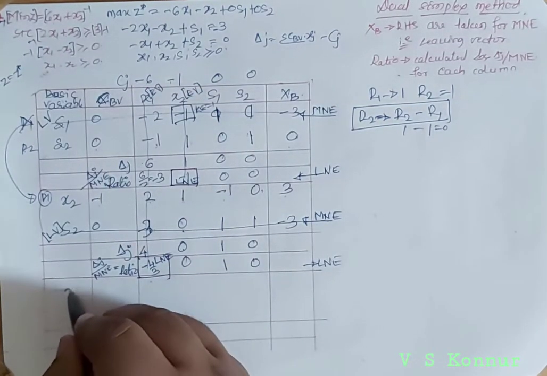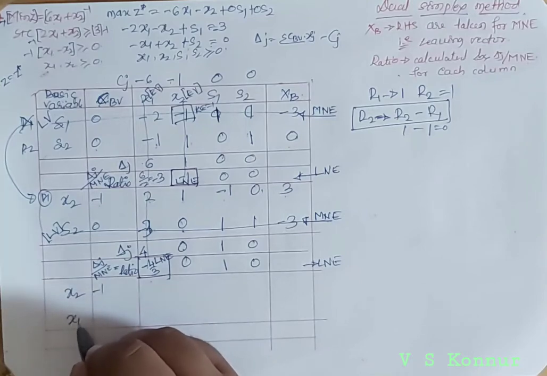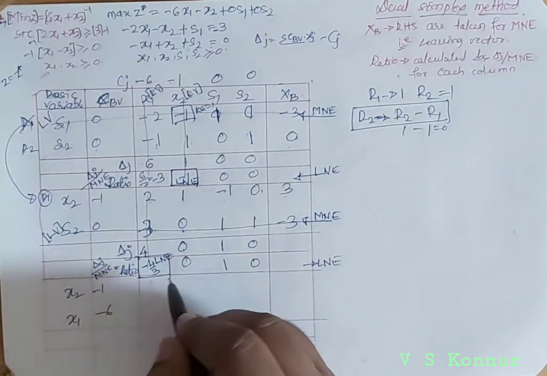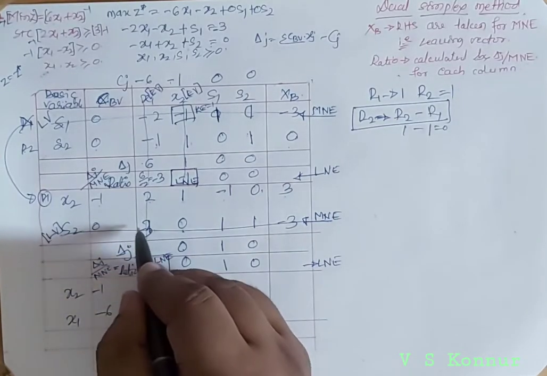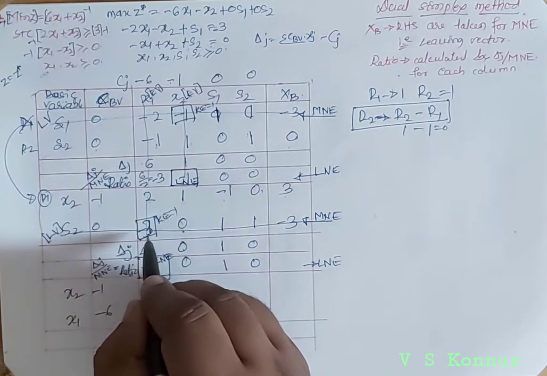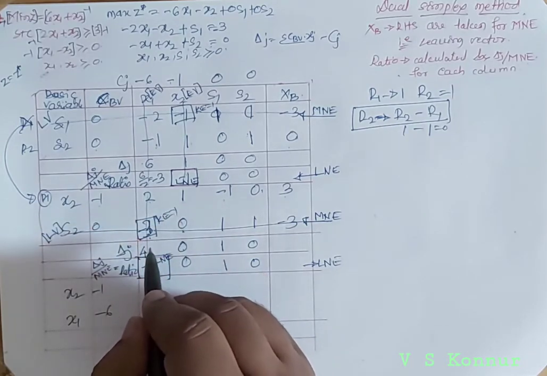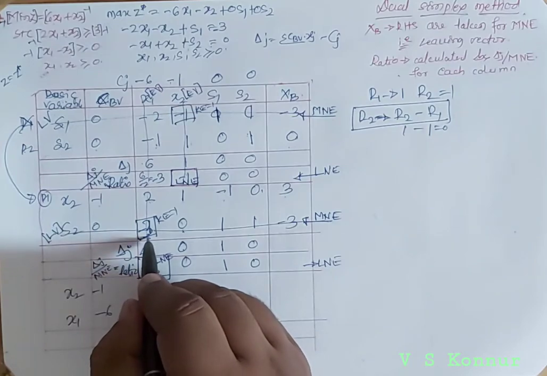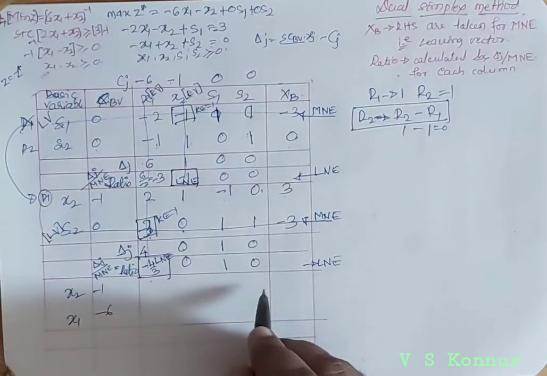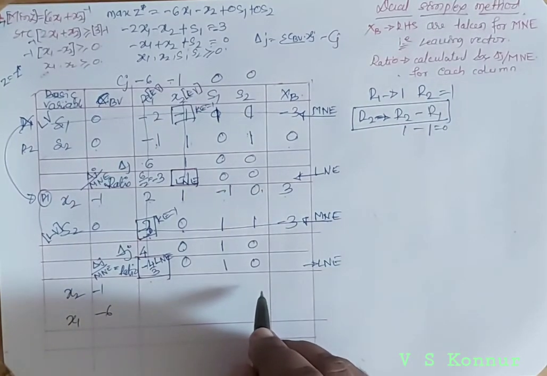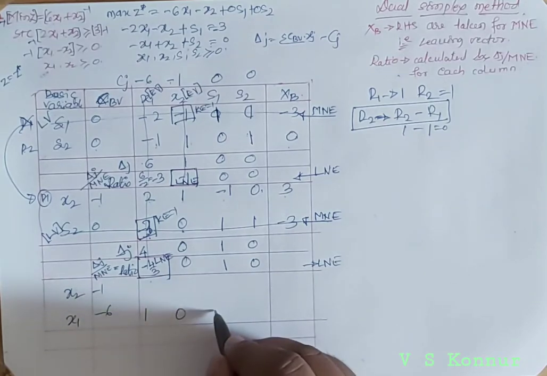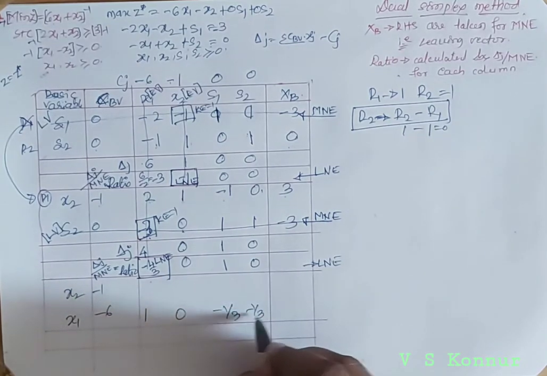Now x2 remains the same, minus 1, x1 is entering, minus 6. Now in that intersection the key element should be equal to 1. This is not equal to 1. To make it equal to 1, multiply by minus 1 divided by 3. Minus 1 by 3 you have to multiply. So it will become 1, 0, minus 1 by 3, minus 1 by 3 we got.